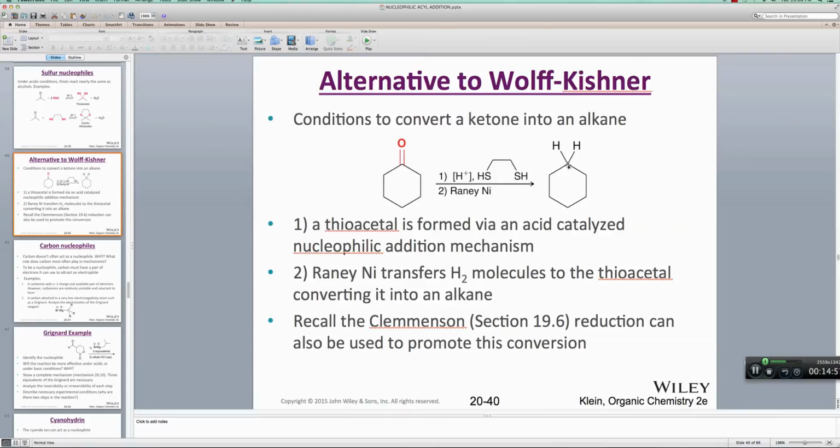So this is yet another alternative. Raney nickel is especially good at cleaving carbon-sulfur bonds and also nitrogen-oxygen bonds. So this serves as a nice primer for how we use cyclic acetals and thioacetals as protecting groups in chemical synthesis.